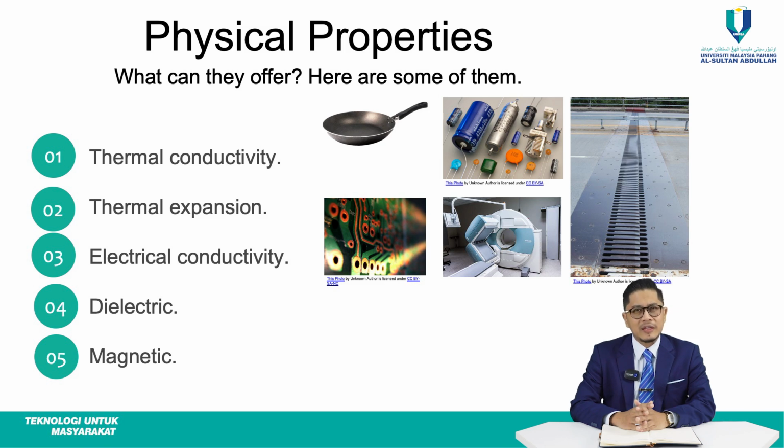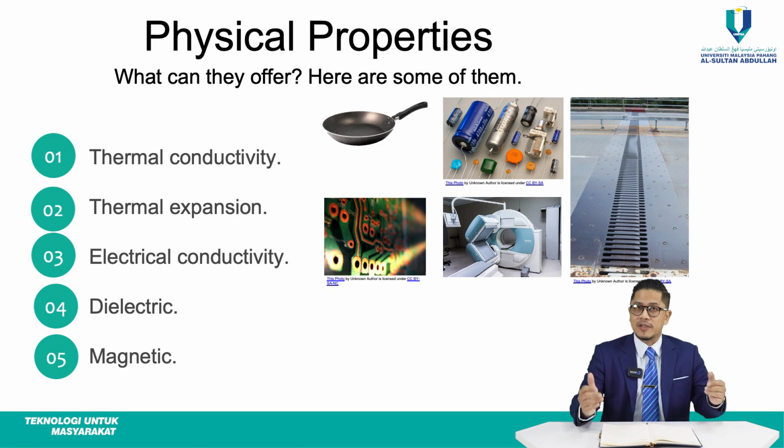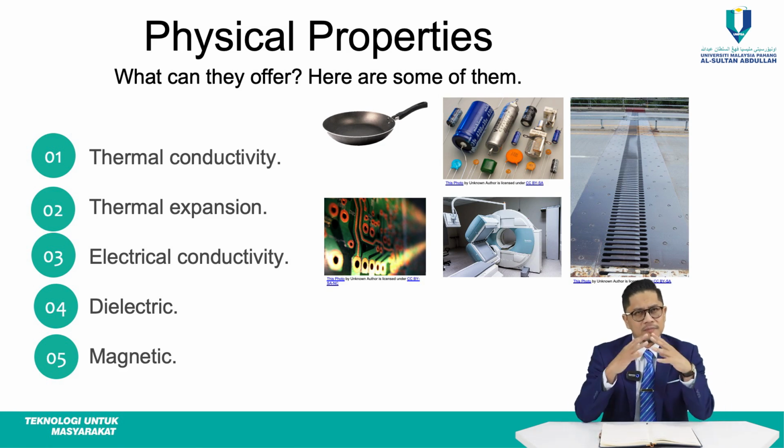Materials with a high coefficient of thermal expansion like metals are used in applications where thermal expansion is desired, such as in the construction of bridges and buildings, where expansion joints are needed to accommodate changes in temperature.